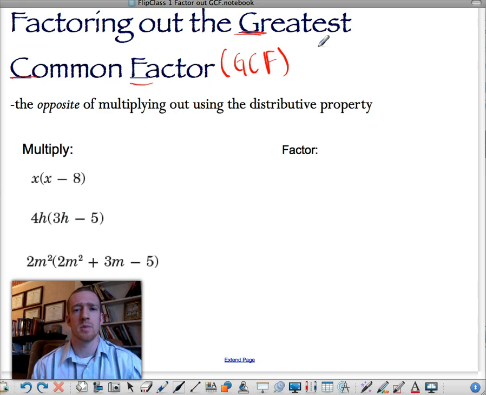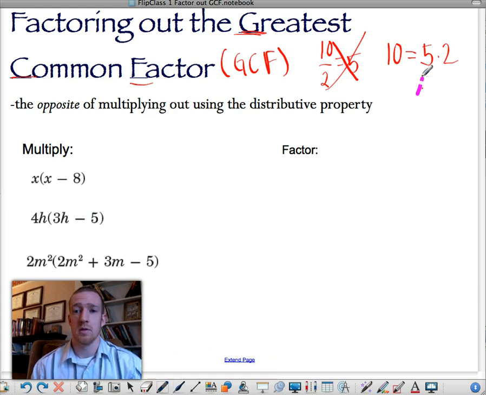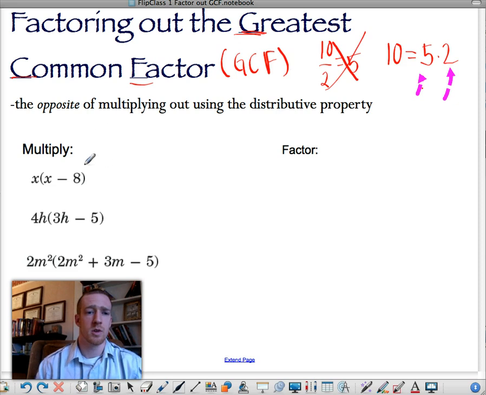Now the reason I say unmultiplying instead of dividing is this. If I took 10 and divided it by 2, I get 5. So that's a new number, right? I don't want to think of it this way. I want to think of 10 equals 5 times 2. So these are the two factors of 10, 5 and 2. Alright, if I multiply them together, I get back what I started. I get the 10.